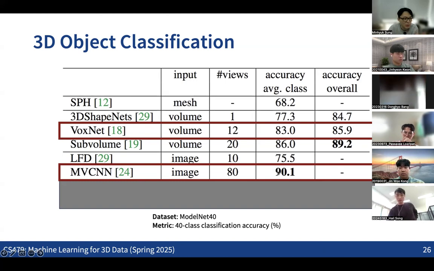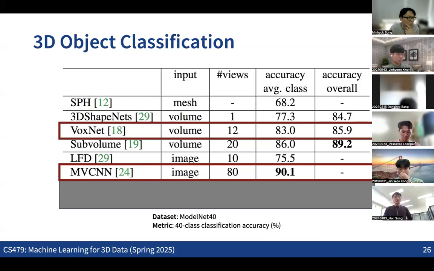So this is one very representative and relatively simple task, classification, which we are also going to discuss next time as well. In this case we have a bunch of 3D objects that should be classified into 40 classes. And then we train the neural network to classify all the input 3D models into those 40 classes.